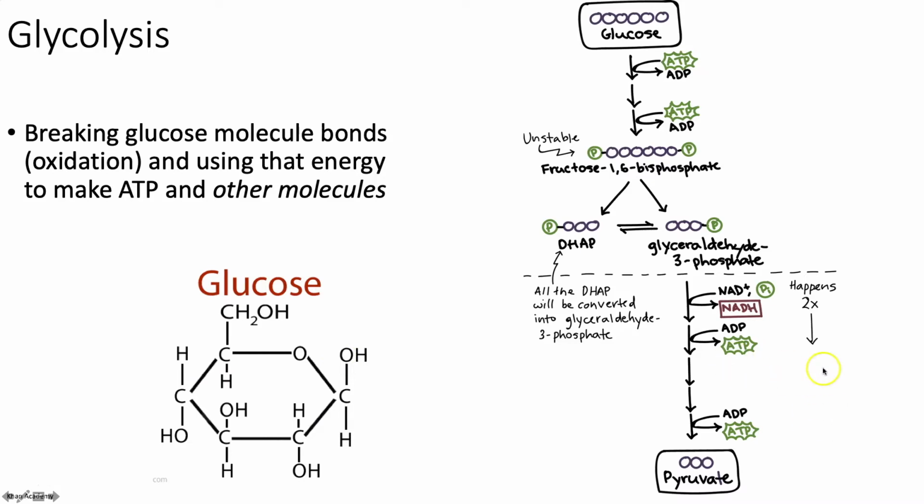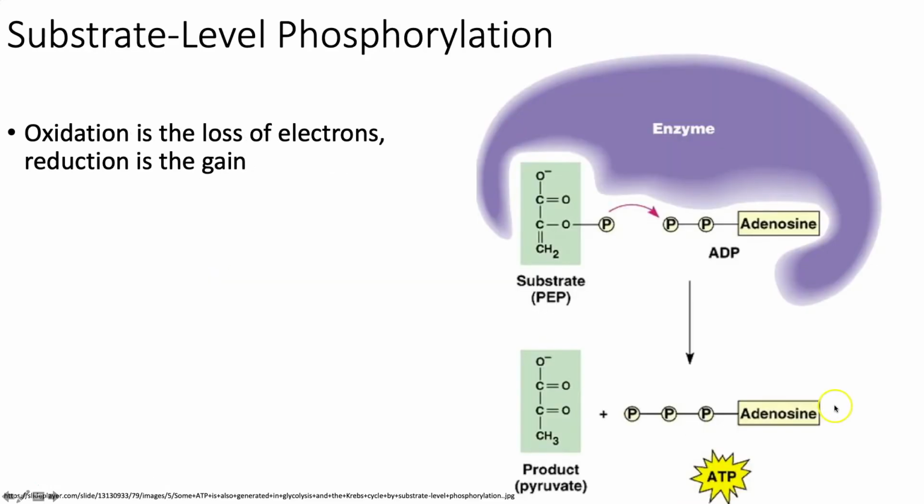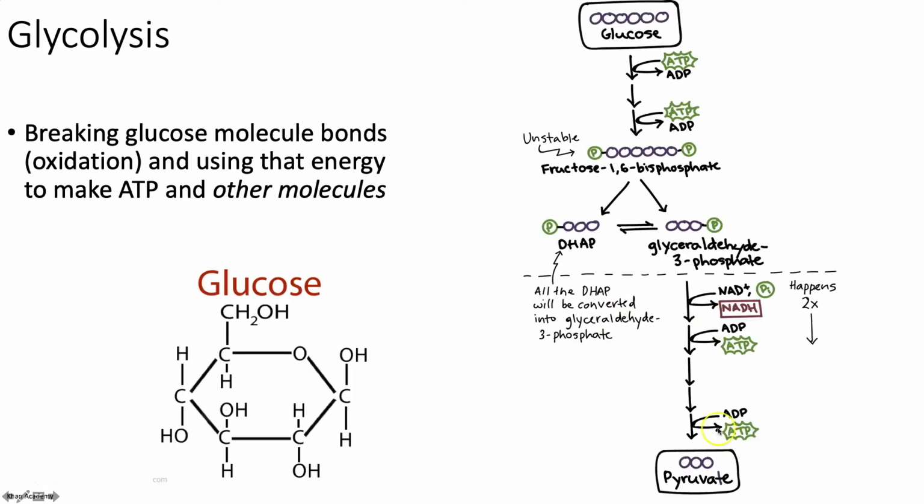And so in general, we're going to be reducing ADP, giving it some energy and electrons and making ATP. And so that's what's happening here. So we've got an ATP being made here and another one being made here. This is the exact same step that I just showed you. This step is this step.